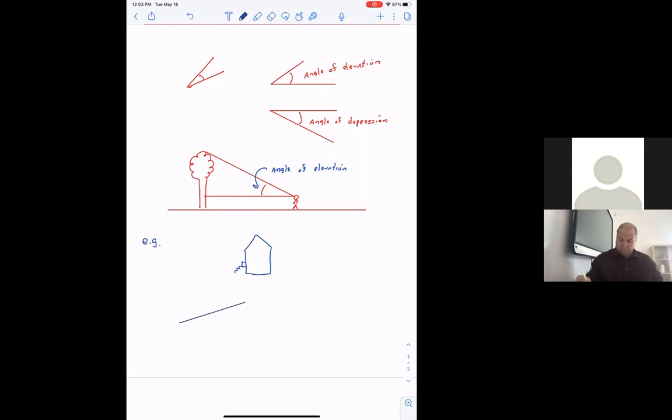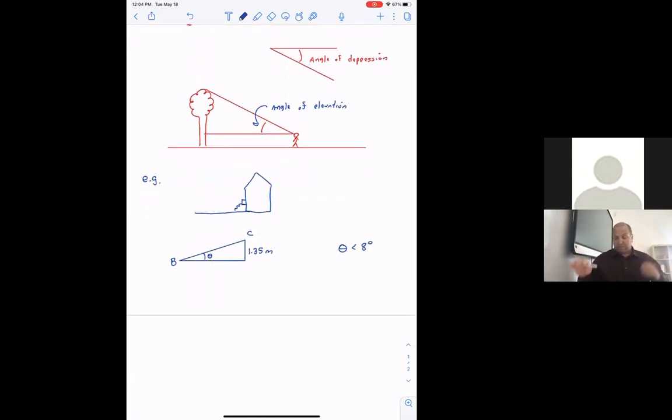I'm not going to put it over the drawing of the house. It'd be a little confusing. But we want to make a ramp B, C, and then we have a horizontal. And then there's the height. And this point here, this is 1.35 meters. It says safety regulations require that the angle of the ramp, which we'll call theta, be less than 8 degrees. So we have the condition that theta must be less than 8 degrees. We don't know what theta is, but it's less than 8 degrees.